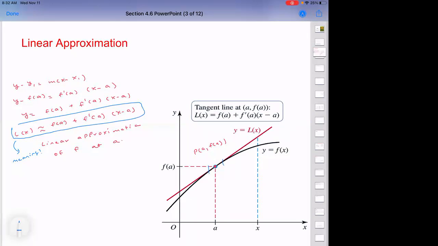Okay, so L(x) means the linear approximation of that function at that point P. So we can use this equation. We get that from the equation of the tangent line. Sometimes we also call this tangent approximation.